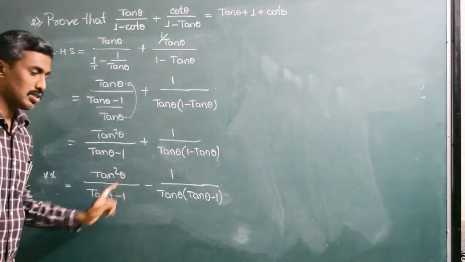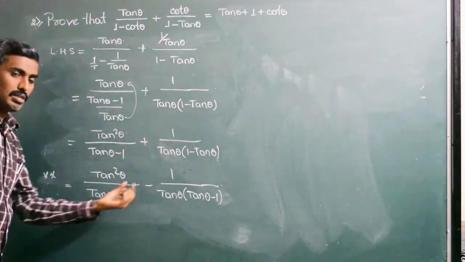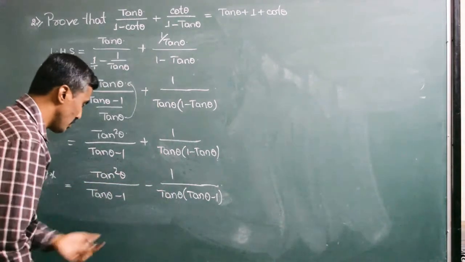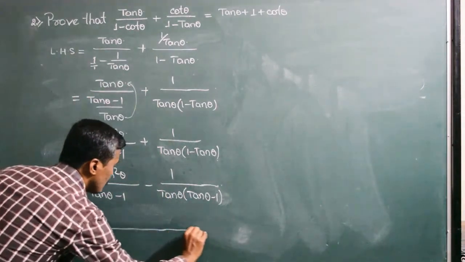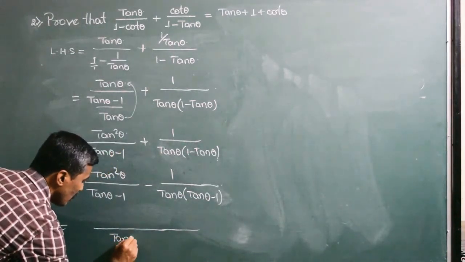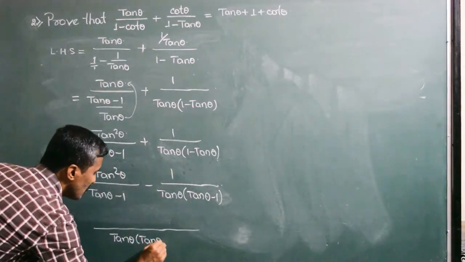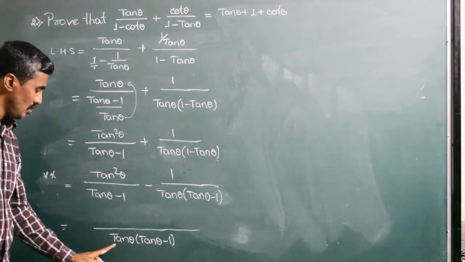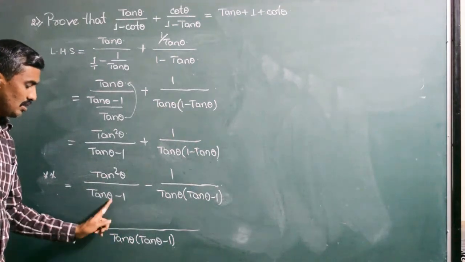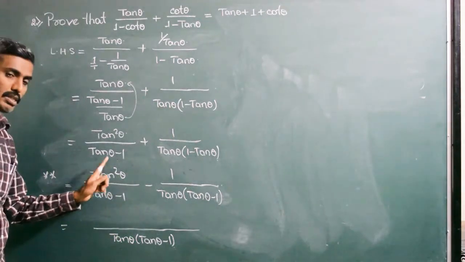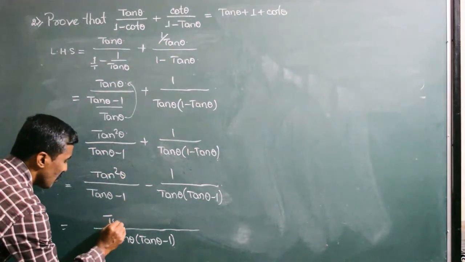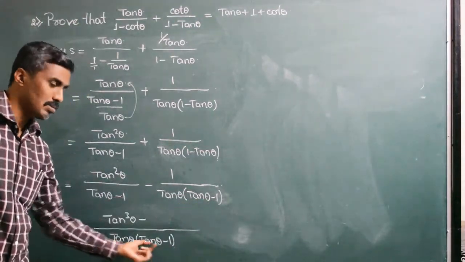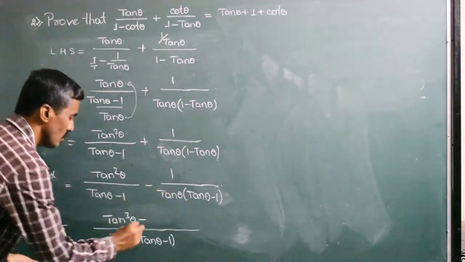Now we have to subtract these two fractions. So denominators are not equal, therefore we have to go for LCM. LCM is tan theta into tan theta minus 1. Next step. Tan theta into tan theta minus 1. So tan theta minus 1 is there, so it is not tan theta. So then we have to multiply this term by tan theta, not only for the denominator, also for the numerator. Tan square theta into tan theta, that is tan cube theta, minus. So tan theta into tan theta minus 1, the same term is there. So then we have to multiply by 1. 1 into 1 is 1.